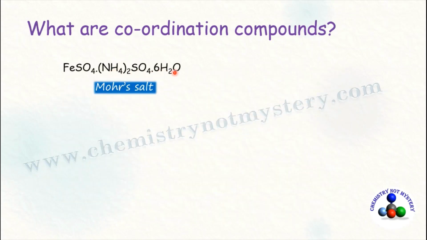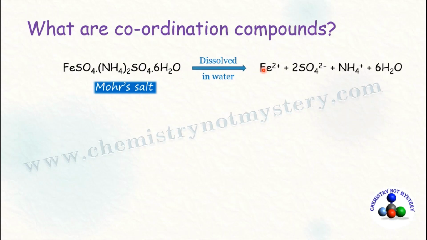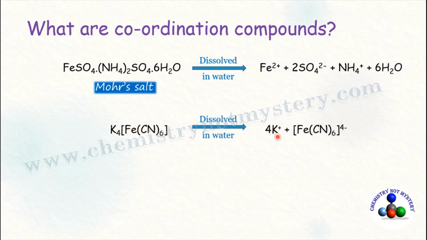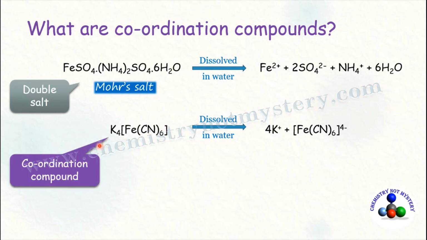This is the Mohr salt. On dissolving it in water, it gives Fe2+ ion, 2 SO4 2- ions, 1 NH4+ ion and 6 water molecules. And when we dissolve this molecule in water, it gives 4 K+ ions and this complex ion. The first one, which is the Mohr salt, is classified as a double salt. And the second one is classified as a coordination compound. So exactly what is the difference between double salt and coordination compounds?